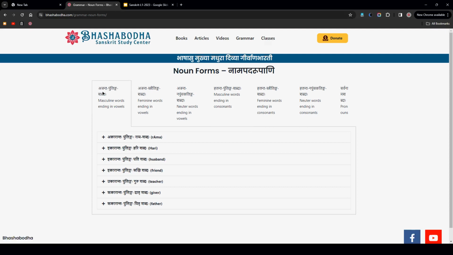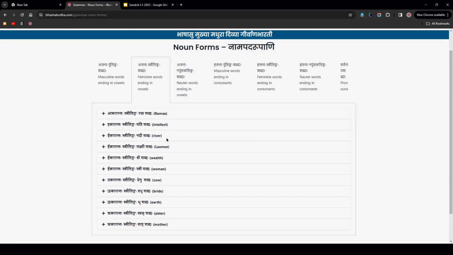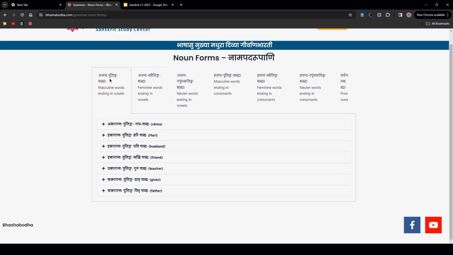So you can see here, there are words ending in Swara, vowel, and they are Pullinga, like Rama, Hari, Pati, Sakhi, Guru, Dhatru, Pitru. These are all masculine, Pullinga words ending in Swara. Similarly, we have Strilinga words ending in Swara, like Rama, Mati. If you see here, Mati is also ending in E, right? This is Strilinga. And if you look here, there is a Pati also, or Hari also, or Sakhi also, ending in E.